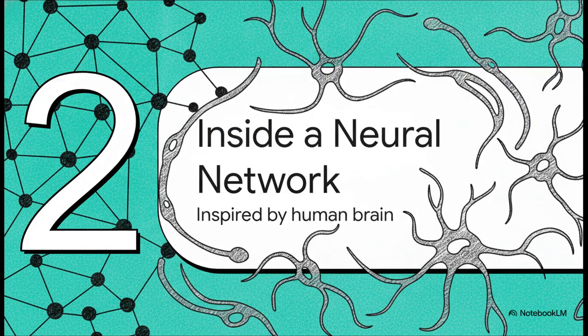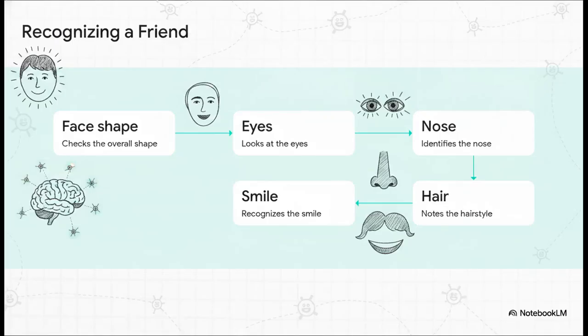Part 2. Inside a neural network, inspired by the human brain. To understand the architecture, we actually have to look at biology. Our brains contain billions of neurons connected in this vast web. Imagine you're walking down the street and you recognize a friend. In a split second, your biological neurons check their face shape, eyes, nose, hair, and finally, that familiar smile, combining all that data to shout, "Hey, that's my friend."